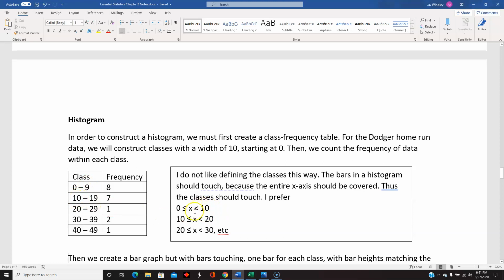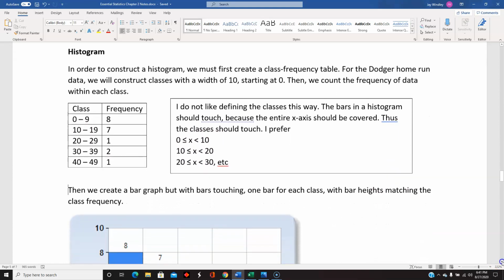So I prefer to do the classes using inequality notation. X is equal to 0 and up to but not including 10. And then X is including 10 and up to but not including 20, and so on. That's the way a lot of the graphing calculators do it, and that's the way I prefer to do it. When I see classes like this, I often think to myself, what if I had a number that was 9.5? I know it's not possible to hit 9.5 home runs, but if we had the number 9.5 in our data set, I don't have a place to put it if this class ends at 9 and that one begins at 10. So I prefer this notation, but our book does not use that notation.